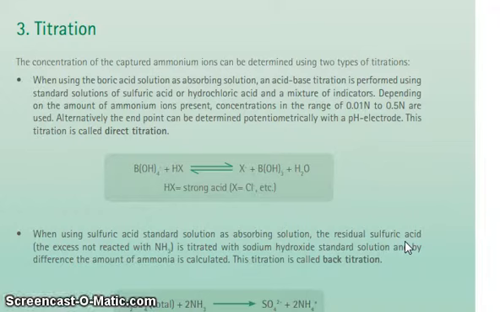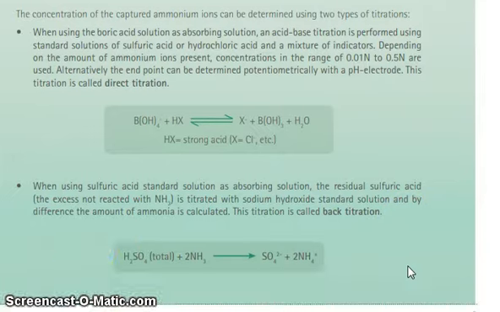When using a standard solution of sulfuric acid as the absorbing solution, the residual sulfuric acid, the excess not reacted with ammonia, is titrated with a standard solution of sodium hydroxide, and by difference the amount of ammonia is calculated, and this titration is called back titration.